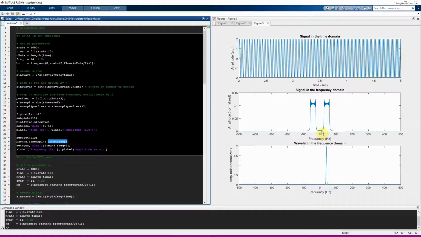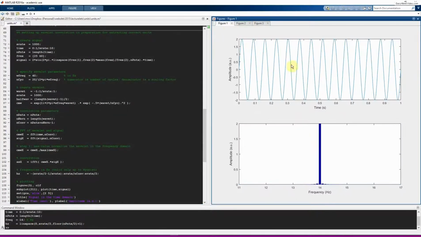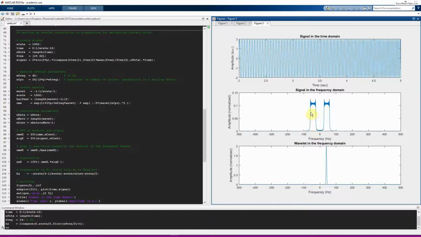And plus 0 is the same thing as minus 0, so we don't need to multiply that by 2 as well. So I hope that clears up this matter. And now, this is the power spectrum, or the amplitude spectrum of the signal.